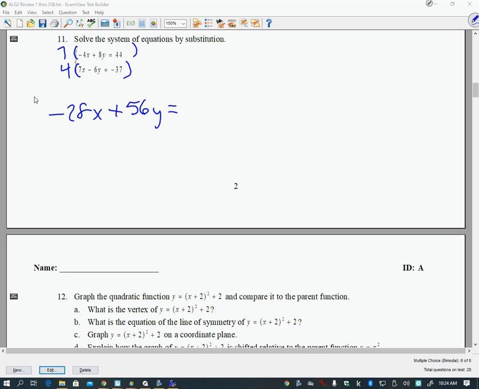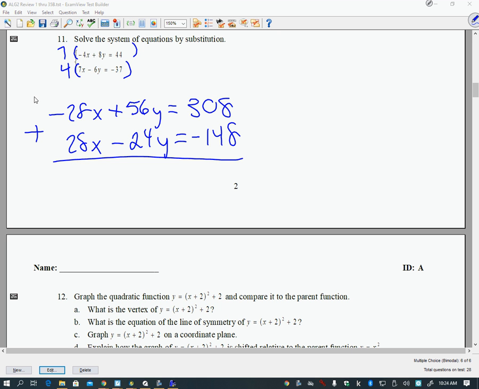All right, what is 7 times 44? 308. Okay, and then I'm getting positive 28x minus 24y equals whatever 4 times negative 37 is, which is negative 148. All right, now if I add these two, what's going to happen to the x's? Cancel out. Okay. I guess I'm really not solving via substitution. I guess this is what you call solving through elimination, but still.